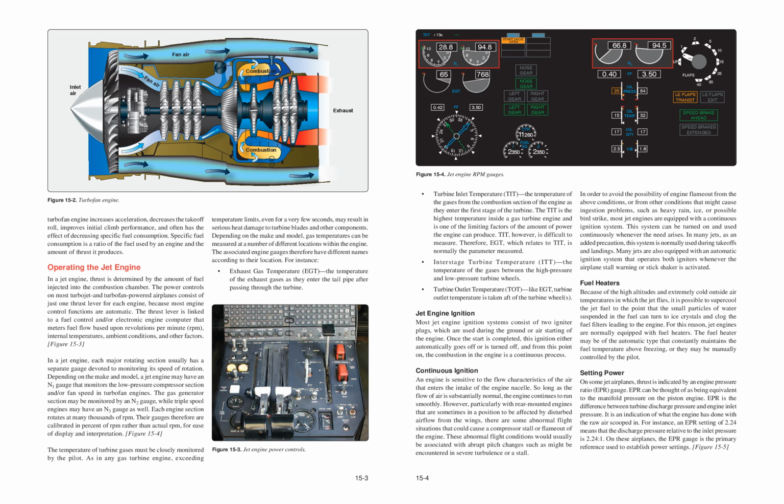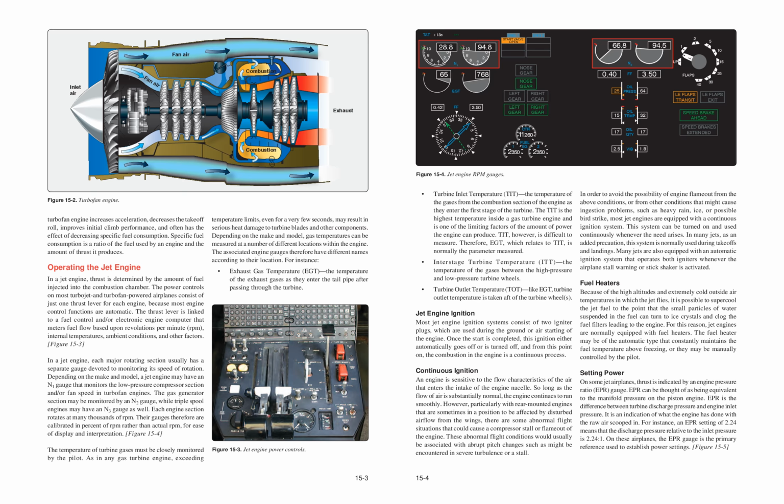Figure 15.4. Jet engine RPM gauges. Turbine inlet temperature, TIT, is the temperature of the gases from the combustion section of the engine as they enter the first stage of the turbine. The TIT is the highest temperature inside a gas turbine engine and is one of the limiting factors of the amount of power the engine can produce. TIT, however, is difficult to measure. Therefore, EGT, which relates to TIT, is normally the parameter measured.